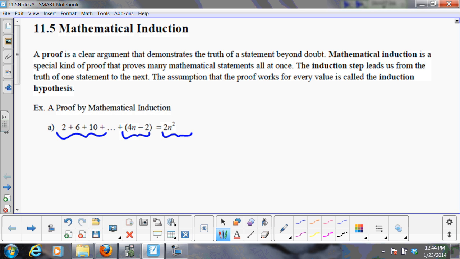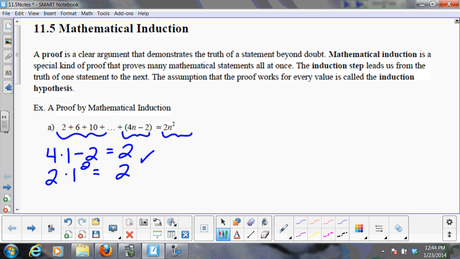So we are proving that this indeed works, that this formula, given this end term, will add up to 2n squared. You first have to plug in 1 for both sides. So 4 times 1 minus 2. Plug 1 in for the first term. We do get 2. Plug 1 in for the summation formula, the one that's on the right side, and we do get 2 again. As long as they check out, we can move forward.